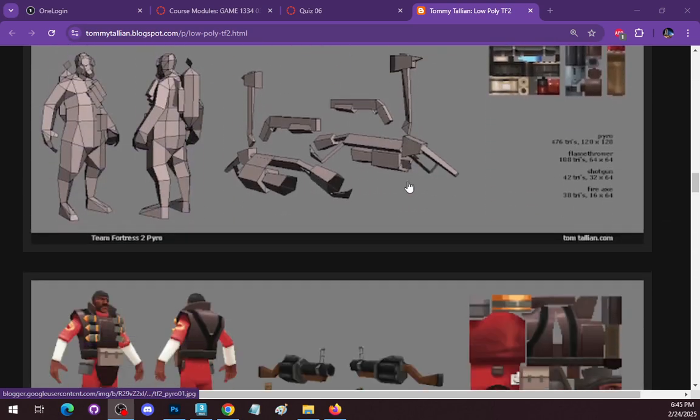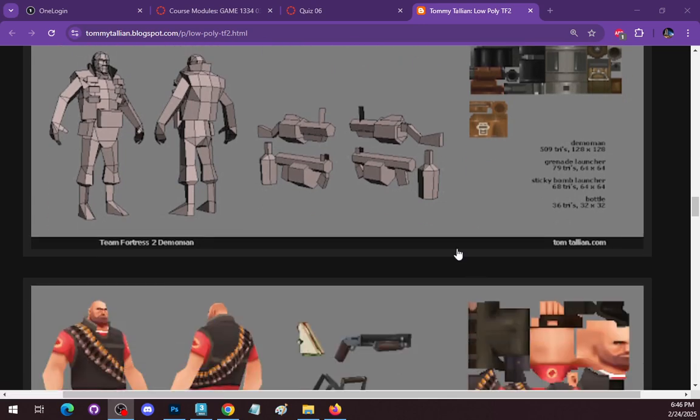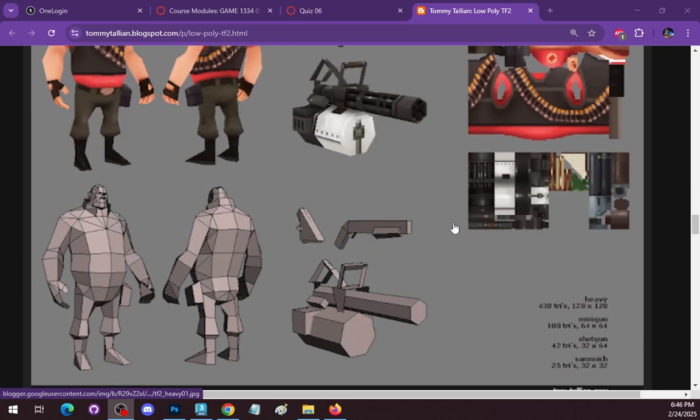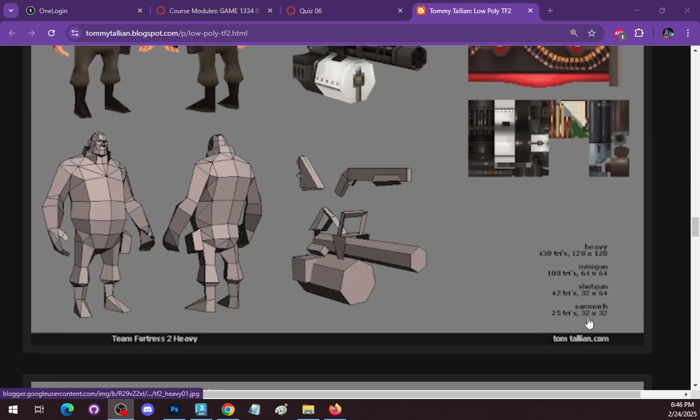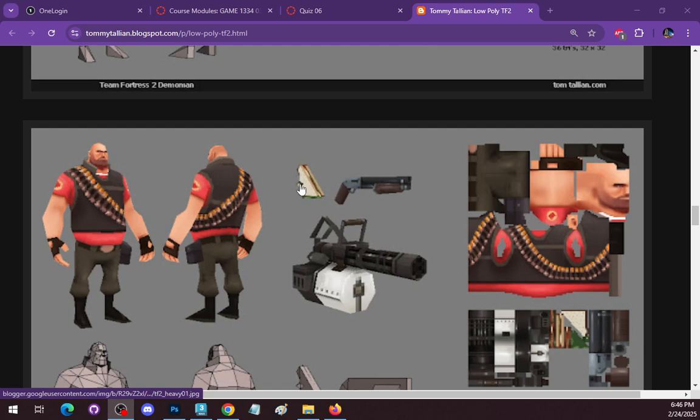We keep going on. We can get the one that's really interesting. Again, here is the bottle, 36 tris. Here's the sandwich. Sandwich, as we call it, 25 tris, because he's adding a little bit of detail for some of the lettuce that's hanging out.